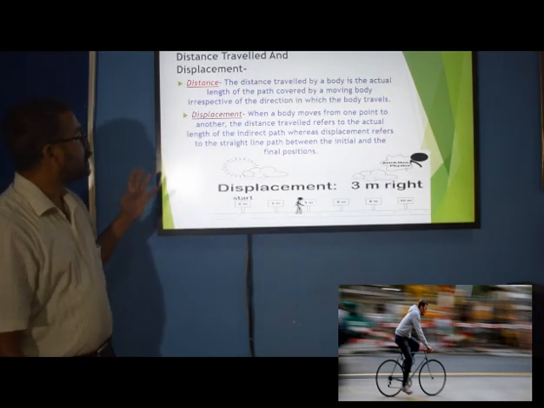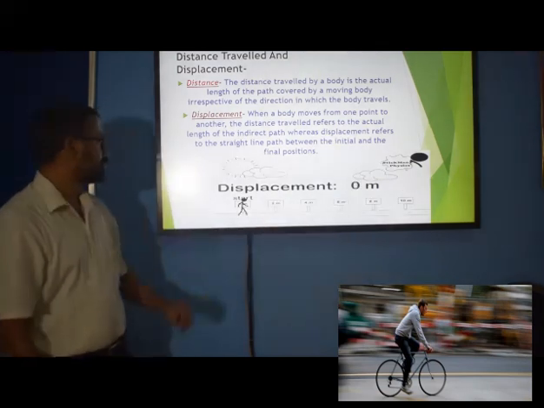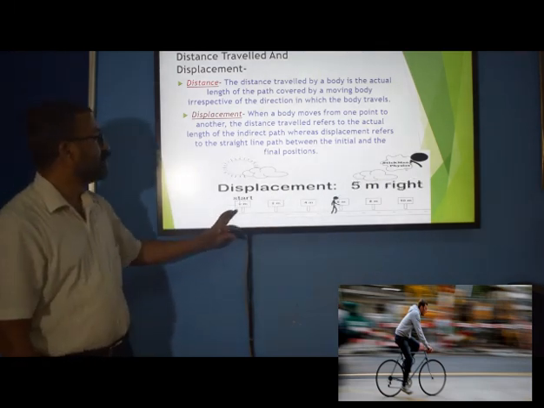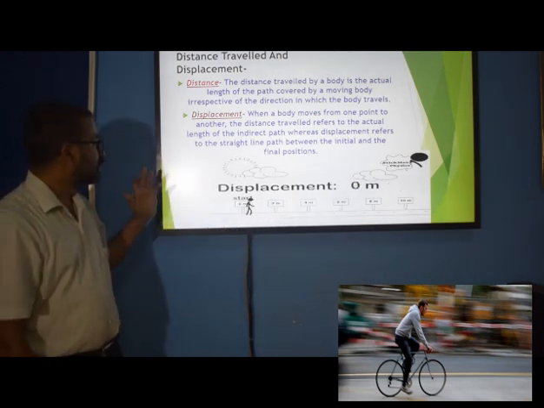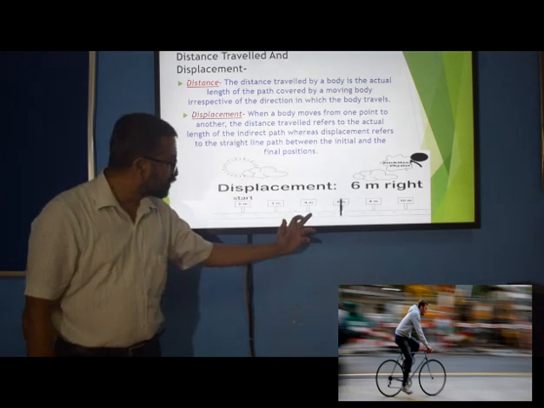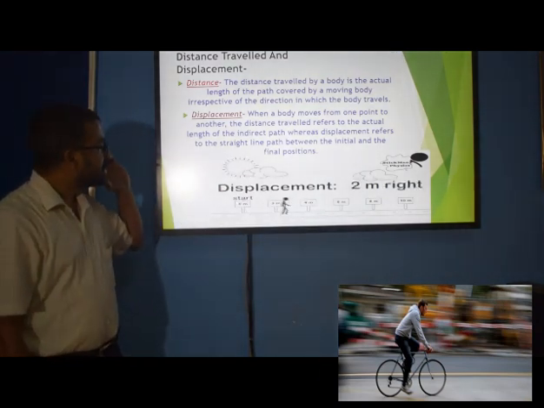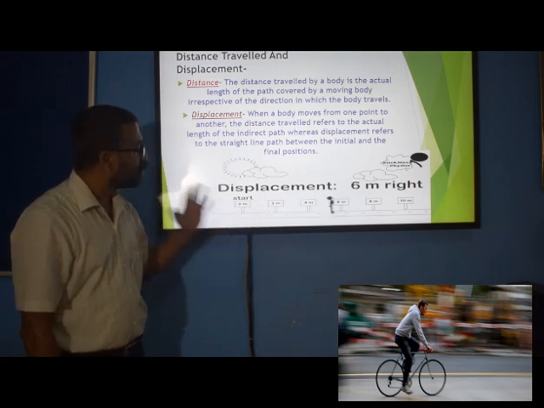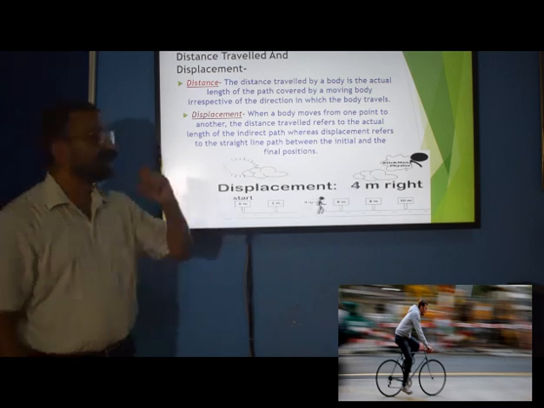Now see this man, he is going to that particular end and coming back. Again he is starting from 0, going to 6 meters, coming back to 2 meters. Once again, starting from 0, going to 6 meters, coming back to 2 meters. So what is the resultant displacement for him? That means the difference between his initial position and final position.